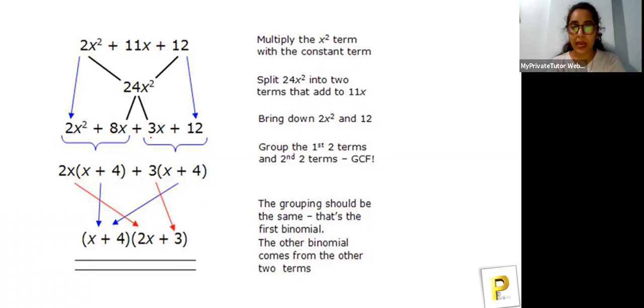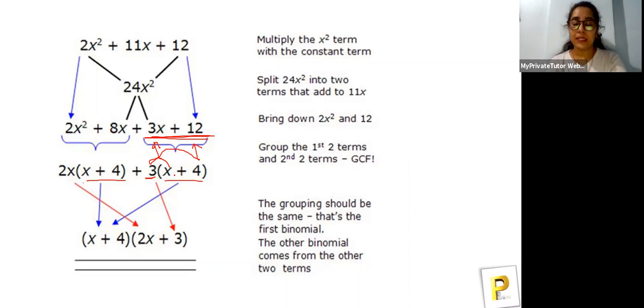Now we have the second term. So 3x plus 12, what is common in them? X, no, you don't have it in the second term. 3, yes, 3 is common in both of them. So we took 3 as common. Then 3 into x will give us 3x, and 3 into 4 will give us 12. And here you got this term which is exactly the same as this term.